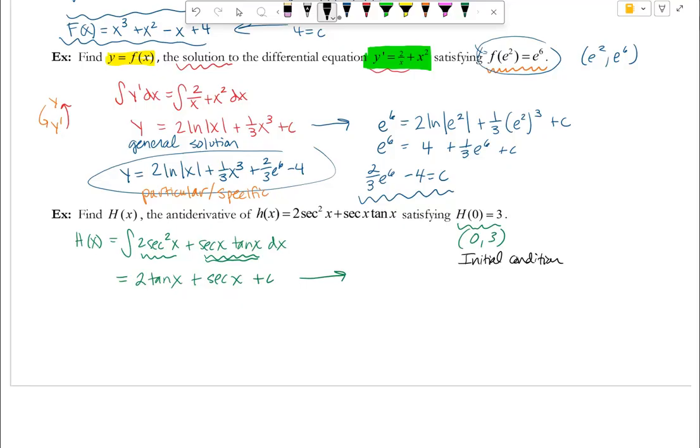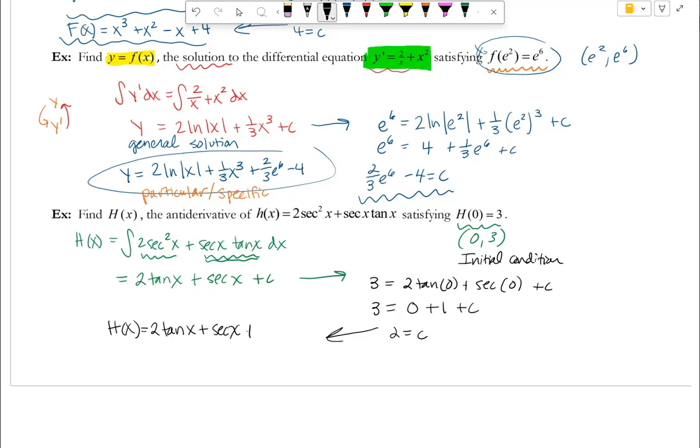So if h of 0 is 3, that means 3 equals 2 tangent of 0 plus secant of 0 plus c. Oops, sorry, that was my laundry timer. All right, we know the tangent of 0 is just 0, so 0 times 2 is 0. The secant of 0 is 1, and so I get that 2 equals c. So again, to write my final answer here, our solution, h of x, is 2 tangent of x plus the secant of x plus 2.